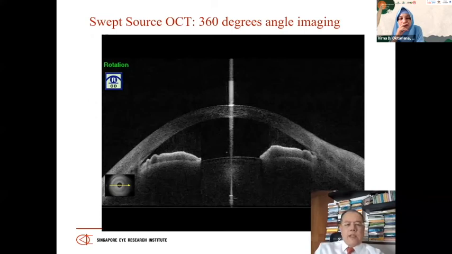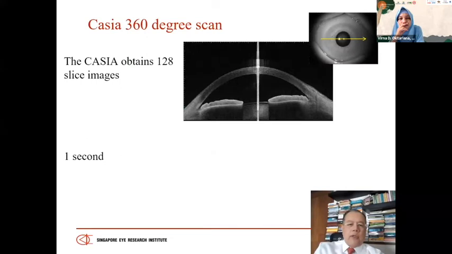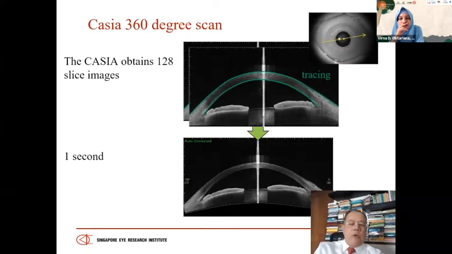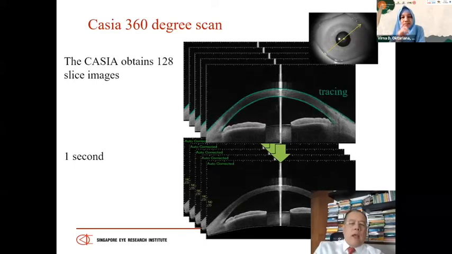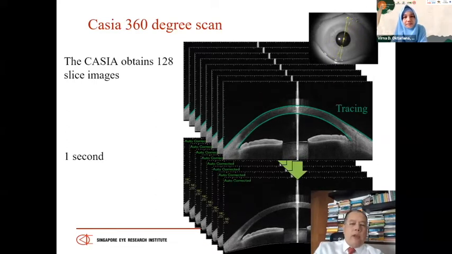The scan I like is this scan, the 360-degree angle imaging scan. And here you can see the arrow going around. So basically, it's taking multiple images of the anterior segment. Starting off horizontally, they then take 128 consecutive images as you look at the arrow moving around, and then it will reconstruct it as a video.